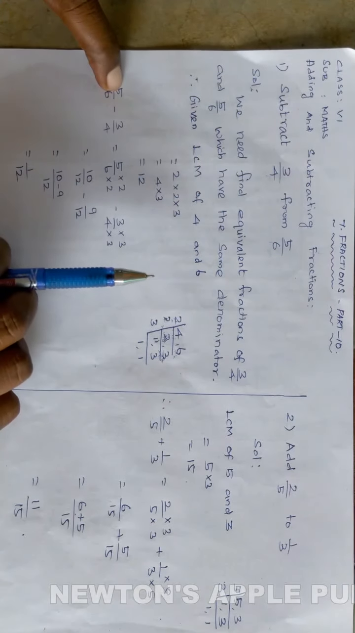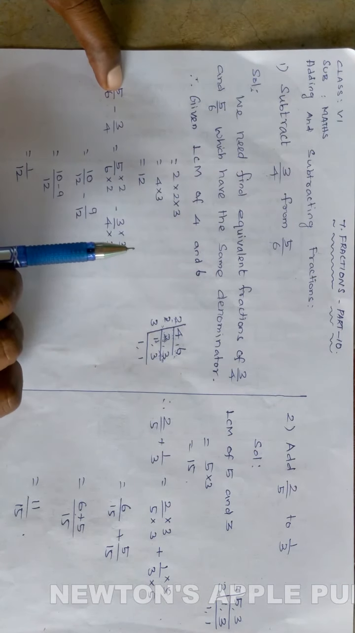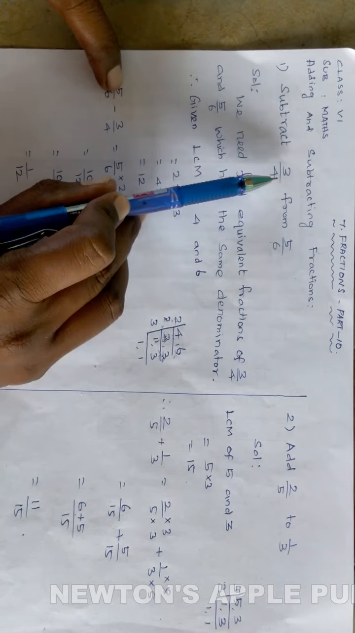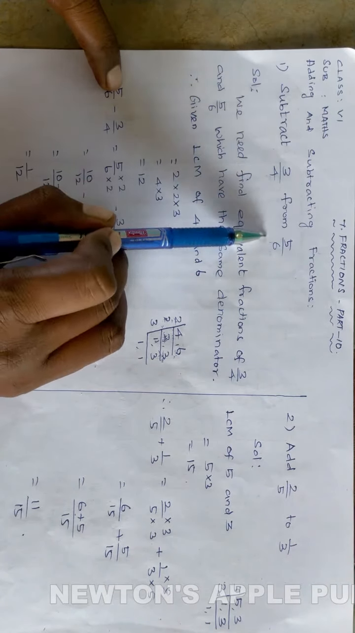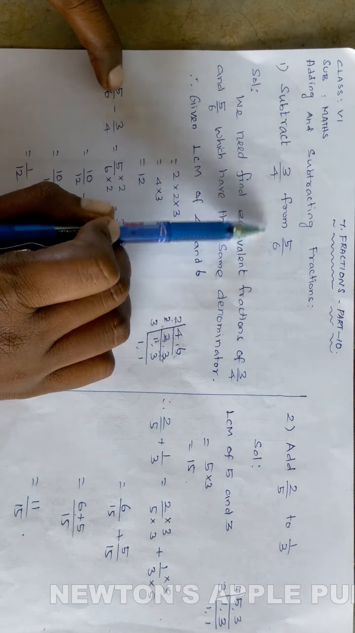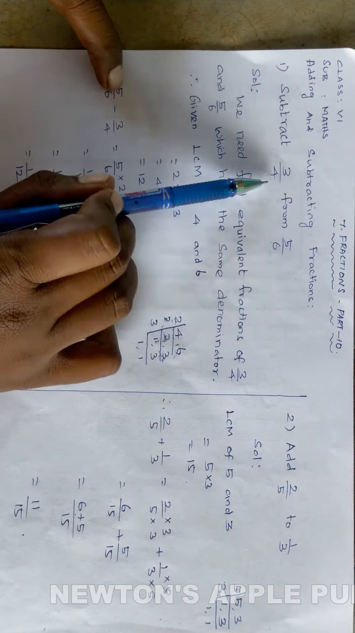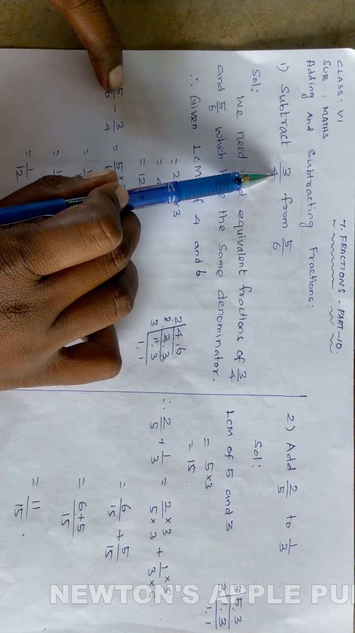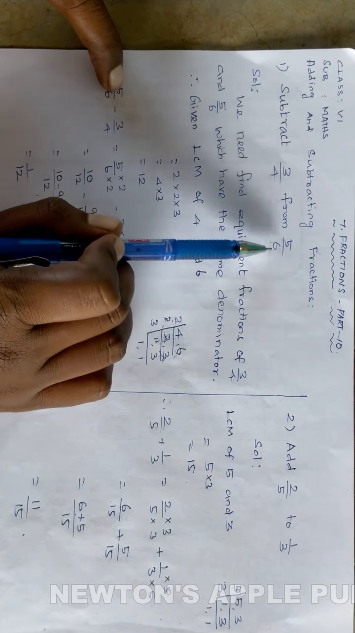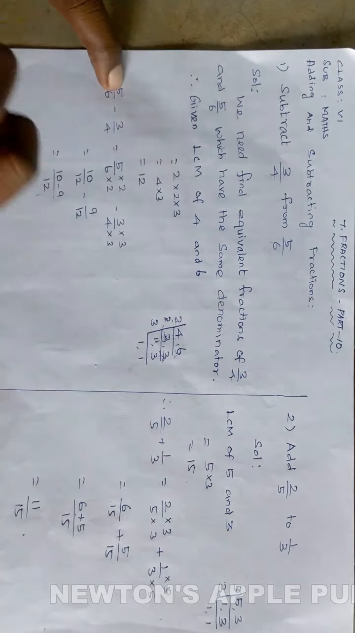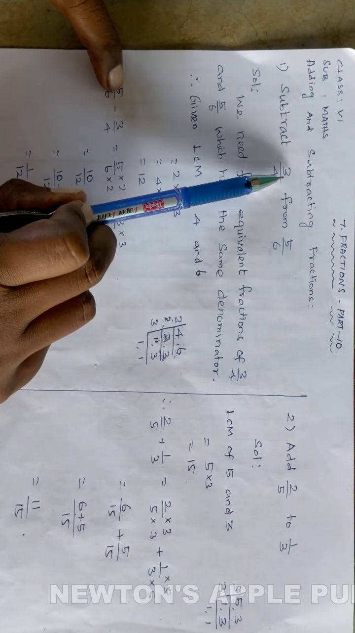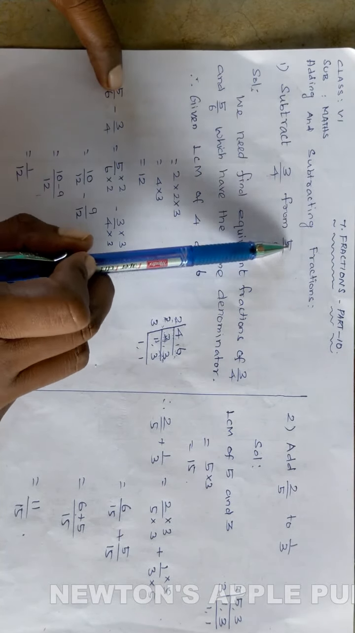So we need to find equivalent fractions of 3 by 4 and 5 by 6 which have the same denominator. Students, see these two fractions, 3 by 4 and 5 by 6. Both are unlike fractions because the denominators, here 4 and here 6, are not the same; they are different. So first we convert them into like fractions.